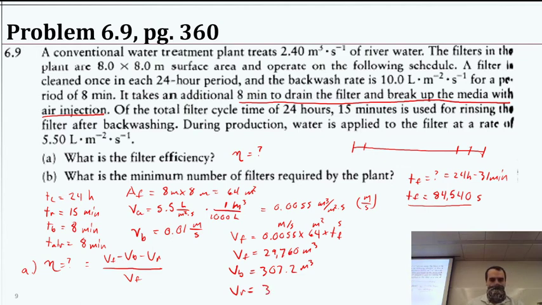And if you do the calculation, sure enough, it's 316.8 cubic meters. Okay, so we have those three volumes then. That's really all we need to solve for our filter efficiency. It's going to be this 29,000 minus the 300 minus 300. So when we do that, we should end up with a value of 0.979. So really, it's about 98% efficient, just under.